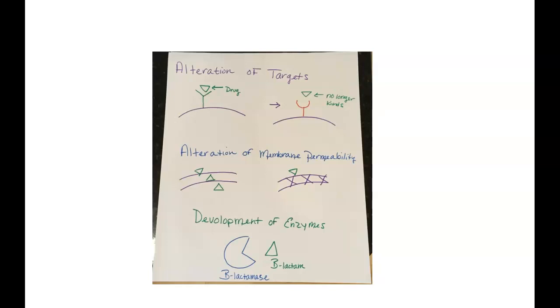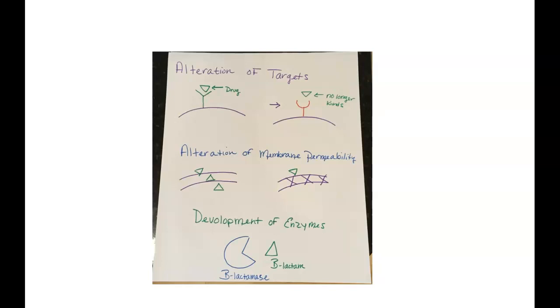Now that antibiotic no longer binds to it. The second one, the middle picture, is alteration of membrane permeability. So if we design a drug and it can easily penetrate the membrane, it's going to harm that bacteria. But if that bacteria develops a way to stop that antibiotic from penetrating through the membrane, now that antibiotic is not going to be able to get through. It's not going to be able to cause harm.